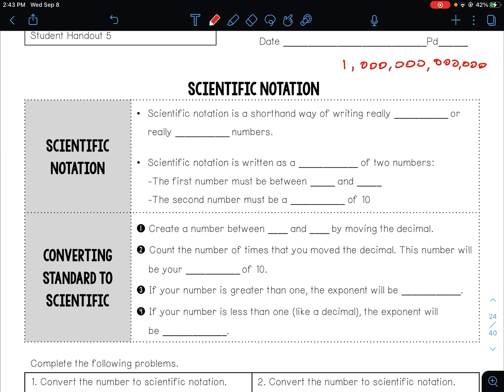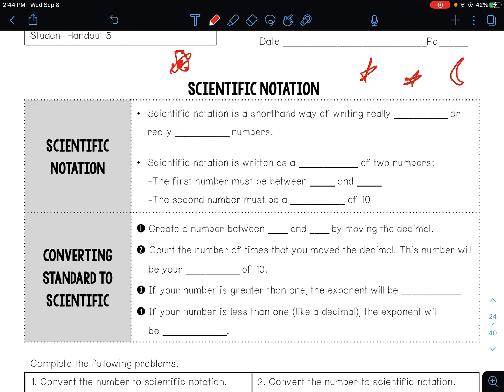Like if I were to measure the size of an atom, that might be like 0.00000000002 inches or something. So why do they call it scientific notation? Because in science, especially when we're talking about space or atoms and stuff like that. So look at that, atoms.